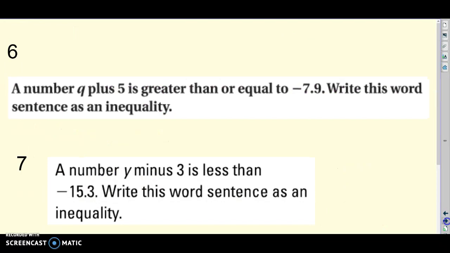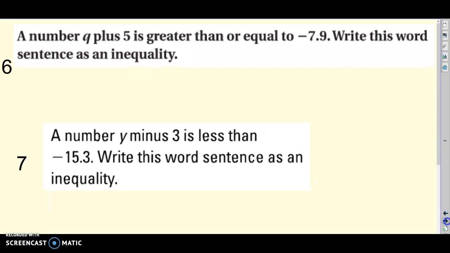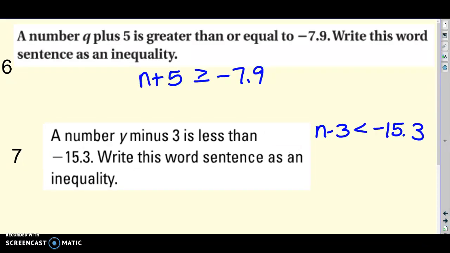So here's number 6 and number 7. Pause and try those so we can check. So here's what I got. They should be written on your paper.